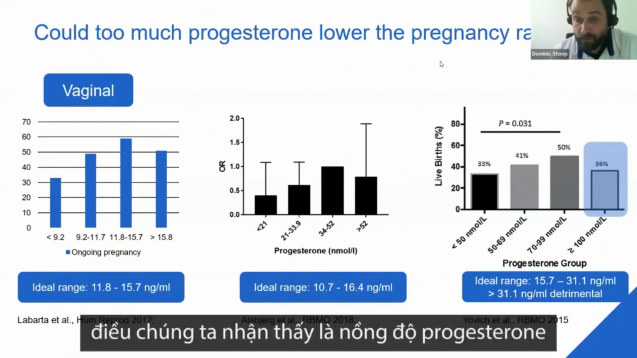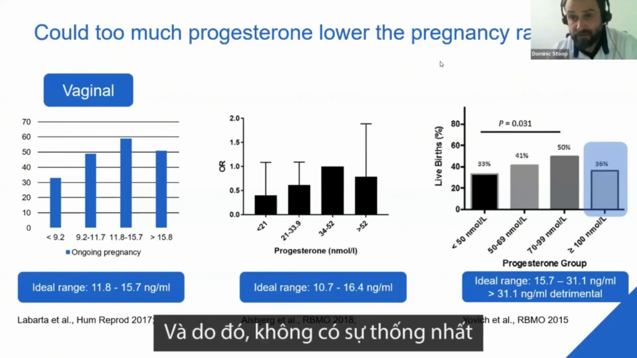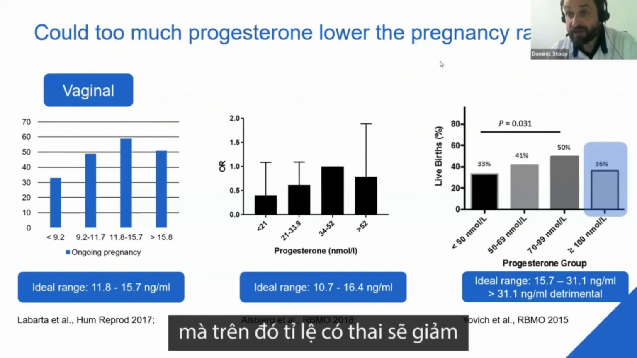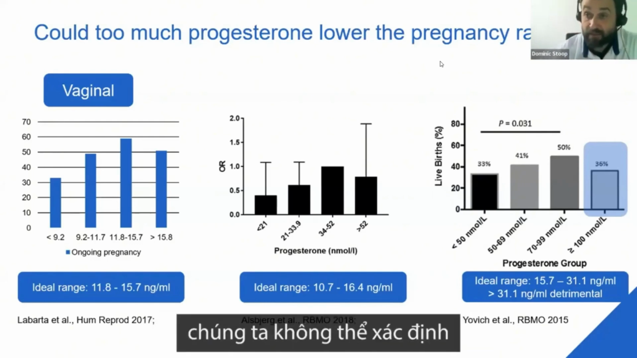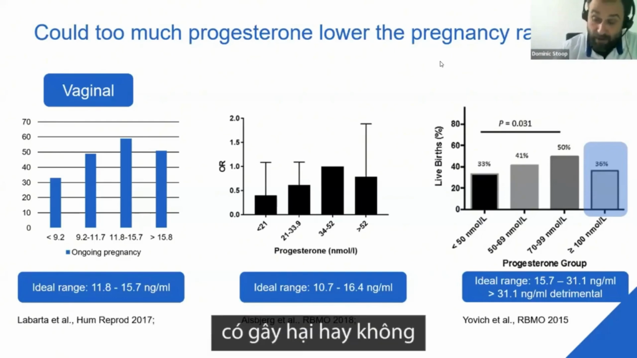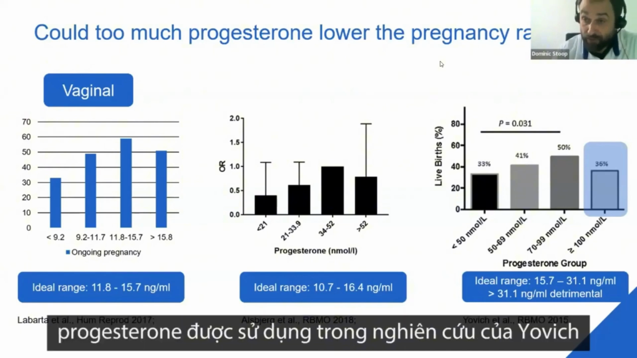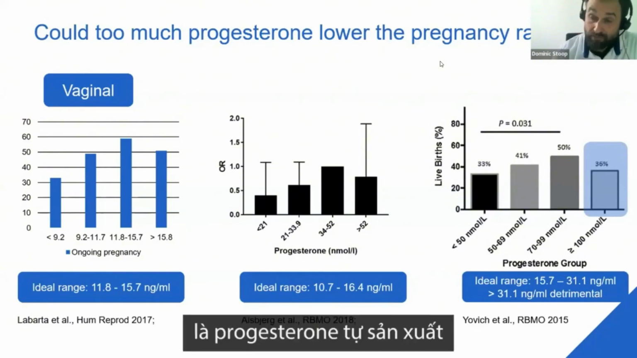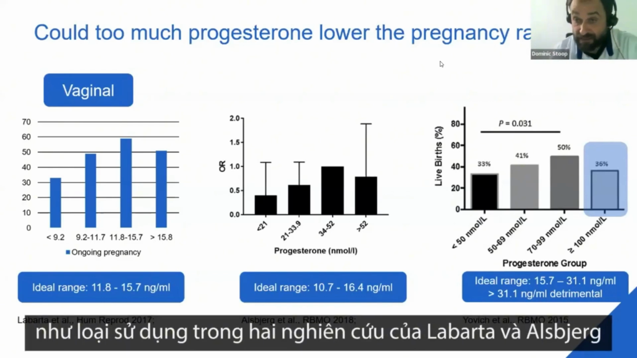But on the other hand, what we also notice is that the progesterone levels in each of these bell-shaped curves are totally different. And so there's no consistency at what progesterone level it would go down, or whether there would be too much. So I think from these data we can't make up whether too much progesterone vaginally given would be harmful. Another thing that's important is that the progesterone being administered in the Jovic trial, where there was significance, was self-produced. It was not like the commercially available progesterone as has been used in the 2 other trials from Labarta and from Alsbeck.